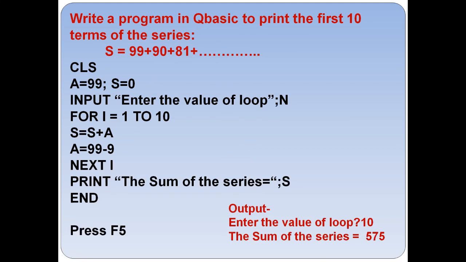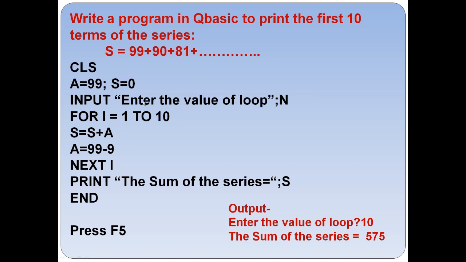Now the next question: write a program in QBasic to print the first 10 terms and the sum of the series. In this we are finding the sum because the plus sign is here, so we will find the sum of these numbers. CLS, A is equal to 99 because it will start from 99. S is equal to 0.